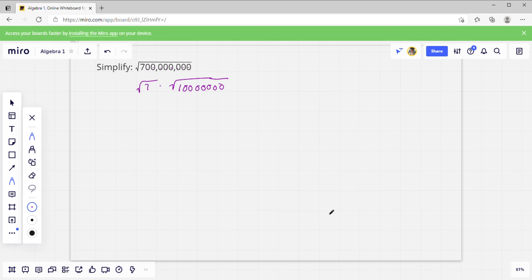Okay, and then we're going to cut off half of those when we pull it out of the square root. So if there's 8, that means we're going to have 4 zeros. So we're going to say 1, 1, 2, 3, 4 times the square root of 7. And that's our answer. We can't break 7 down anymore.